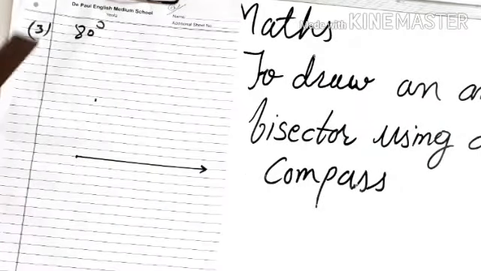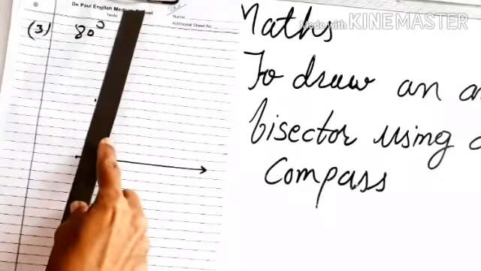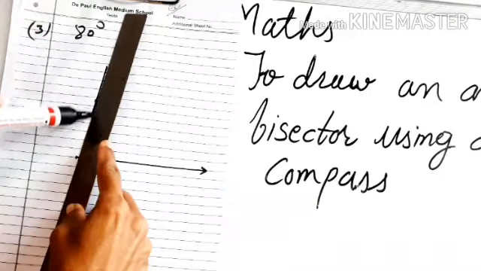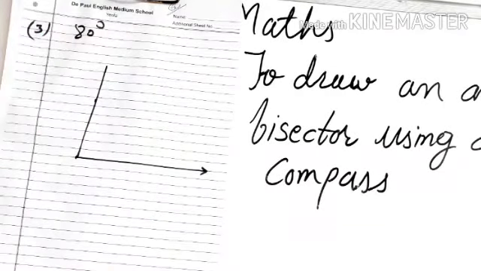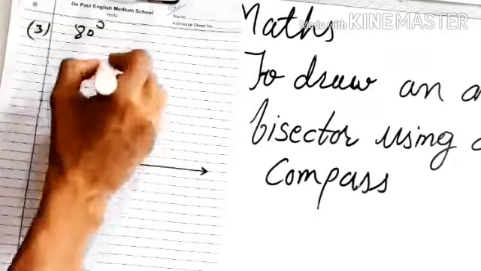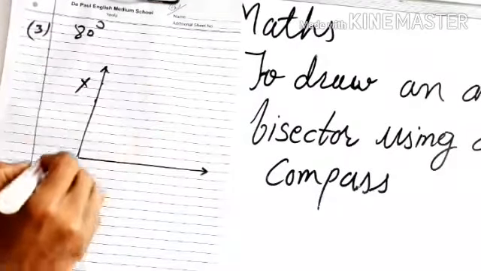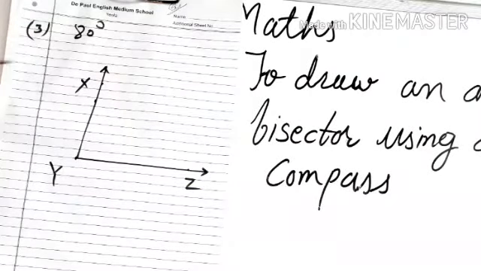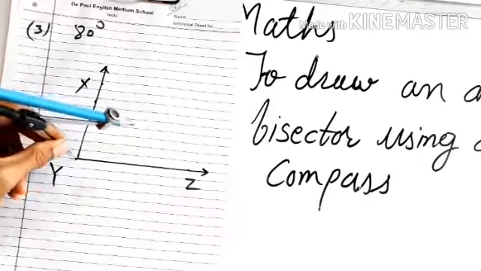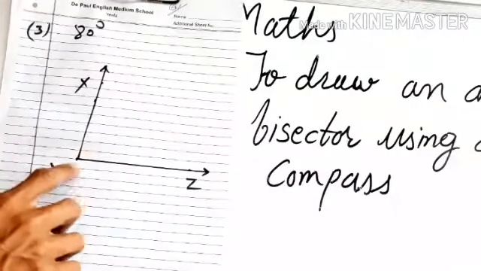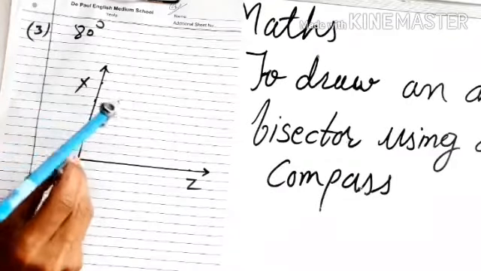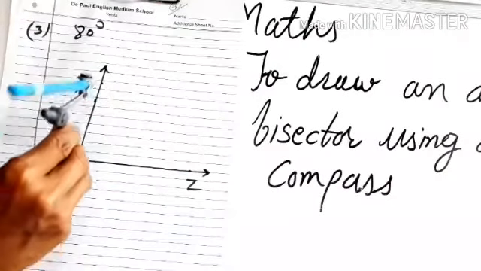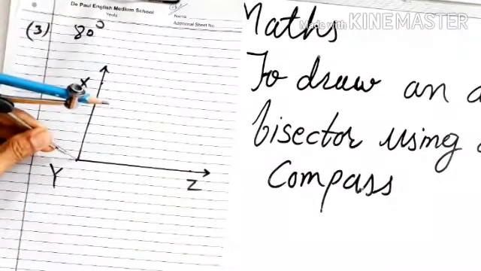Then join this point and this mark. Okay, then again give a name to that angle, suppose X, Y, Z. Take the compass. Keep the compass point on vertex Y. Vertex means the middle point of an angle, from where two rays start, YZ and YX. There, first you have to keep the compass point, and then draw.